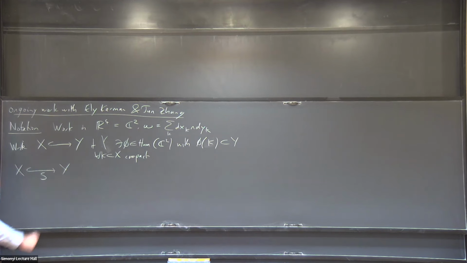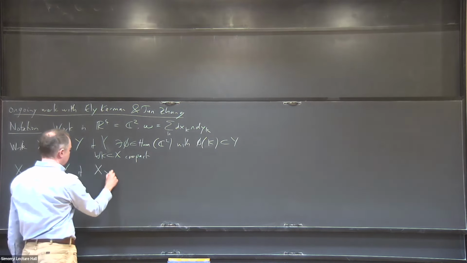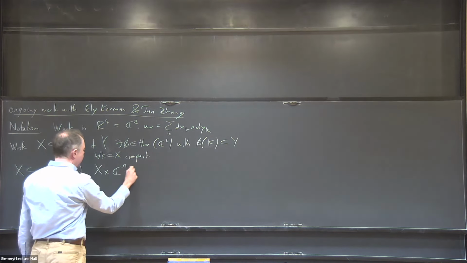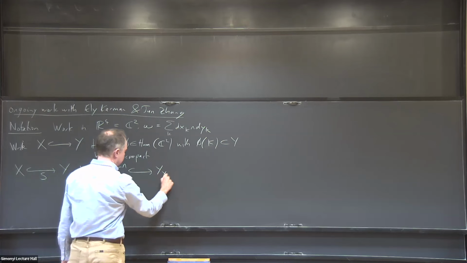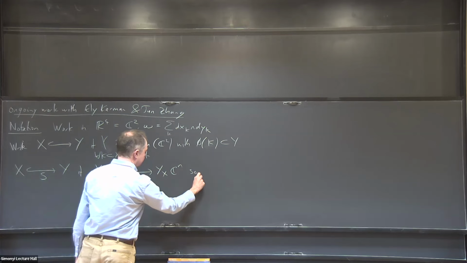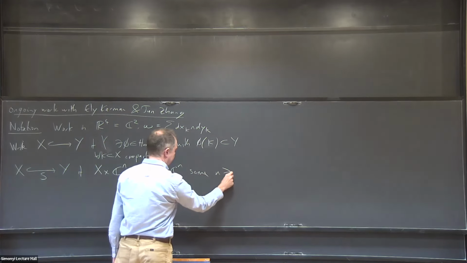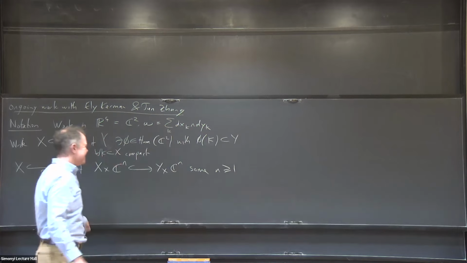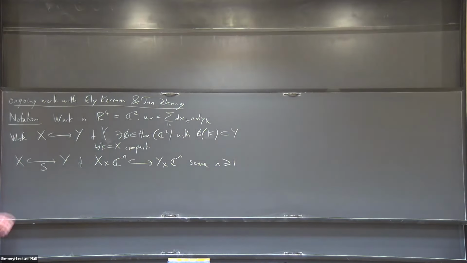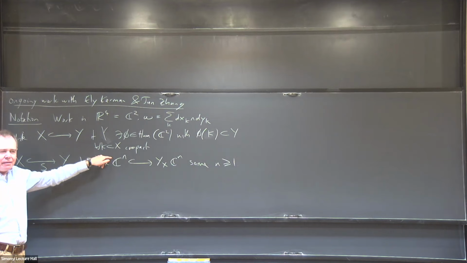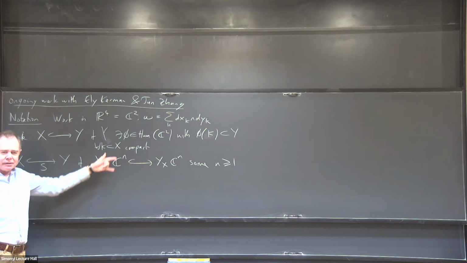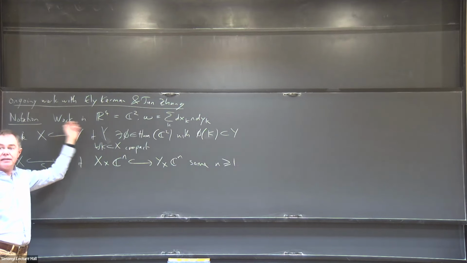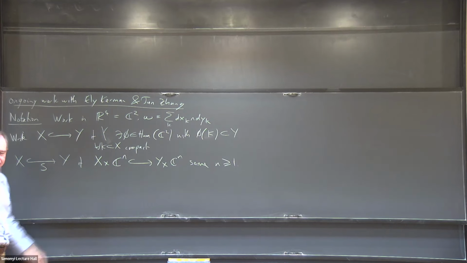So I'll write S, this is S for a stabilized embedding, if X times C n embeds into Y times C n. So if you have a symplectic embedding, you get a stabilized embedding by multiplying by the identity, but it turns out a symplectic embedding isn't a necessary condition for a stabilized one. Okay, right, so we'll come back to that.